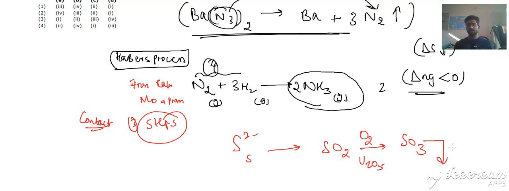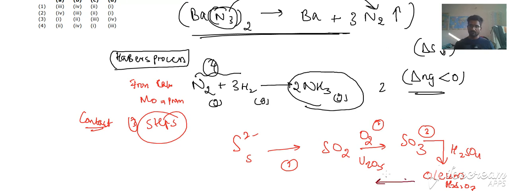This is step 1, this is step 2, and the third and final step, we will absorb this formed SO3 in already present H2SO4 to get oleum, which is H2S2O7, right? Oleum. So when you get oleum, you can produce sulfuric acid just by adding some water, H2O. You will get 2 times H2SO4. Okay, this is contact process.